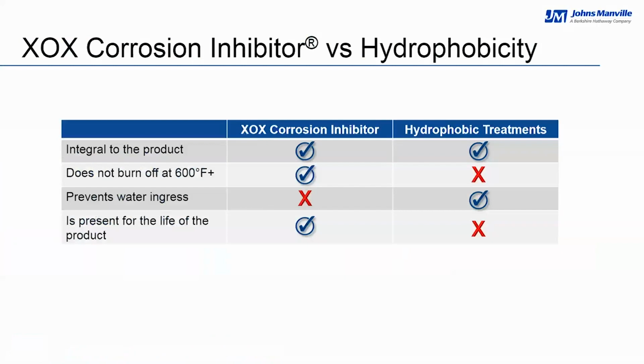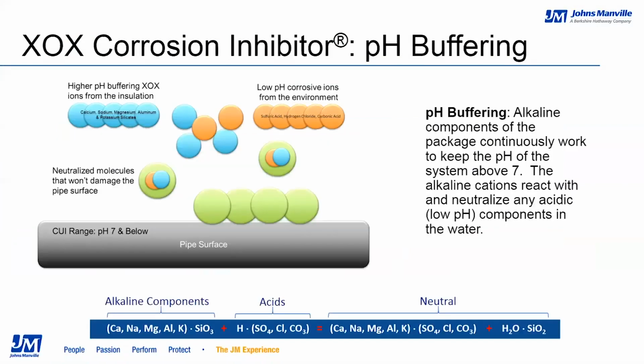So both the corrosion inhibitor and hydrophobic treatments can be integral to the product. But unlike a hydrophobic treatment, the corrosion inhibitor will not degrade over time and is present for the life cycle of the material and installation. The corrosion inhibitor may not prevent water ingress into the system, but it's not intended to. The XOX corrosion inhibitor is designed to protect the piping once the system inevitably becomes compromised and the water is already present. So this works utilizing two mechanisms to prevent corrosion.